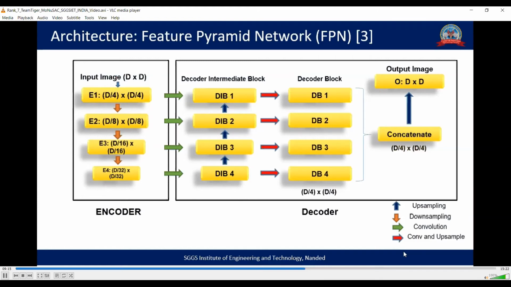In FPN, all these various size feature maps obtained at each encoder level are convolved to form the decoder intermediate block. Each block in the decoder intermediate block is convolved and upsampled simultaneously to form the decoder block. The dimensions of the decoder block are 1/4 of the original image dimensions. These feature maps in the decoder block are concatenated and further passed for upsampling. Thus, we obtain an output feature map of original dimension in the end.